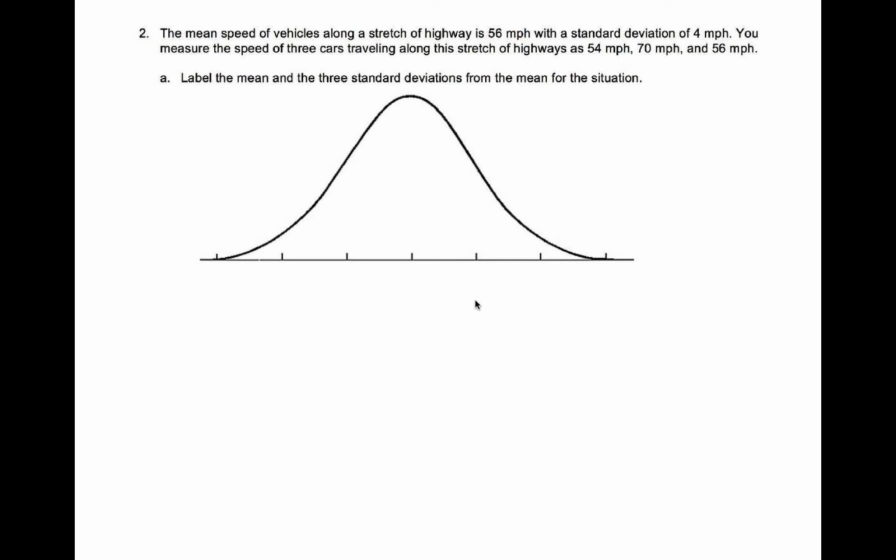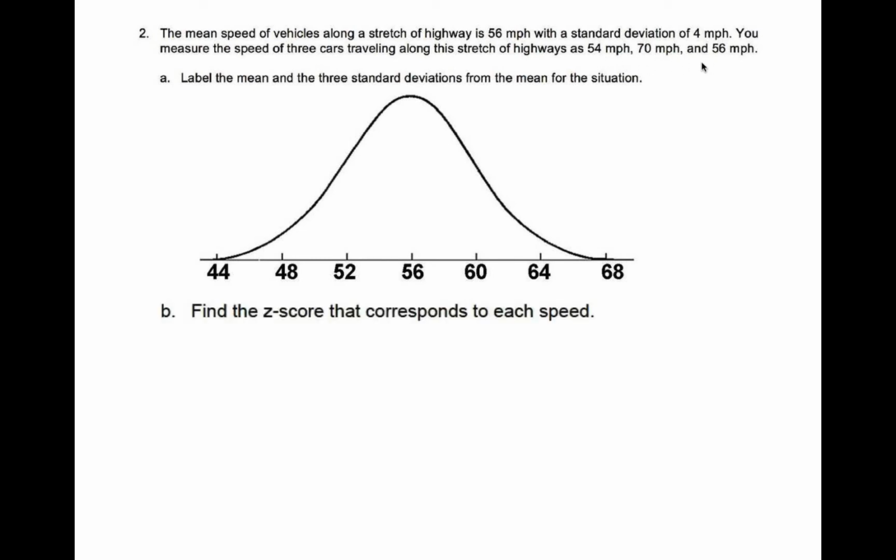Number 2, the mean speed of vehicles along a stretch of highway is 56 miles per hour with a standard deviation of 4 miles per hour. You measure the speed of 3 cars traveling along the stretch of highway as 54 miles per hour, 70 miles per hour, and 56 miles per hour. So we're supposed to label. So notice this highway is not 65, it's 56 miles per hour for average. And then we're going to be adding a standard deviation of 4 and subtracting a standard deviation of 4. Notice we have 3 values here, so we're going to find 3 different z-scores.